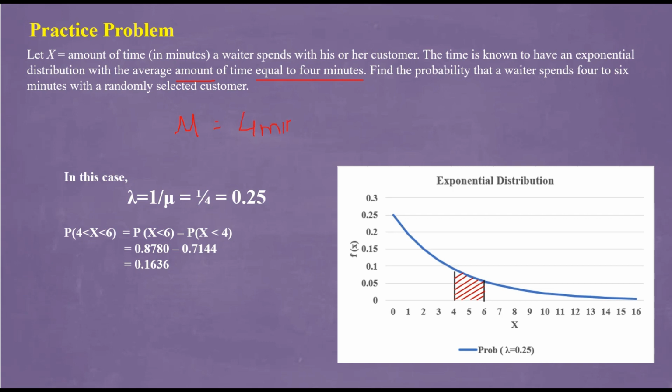So if you want to calculate the time per customer, that will be nothing but 1 by mu, which is the rate at which this customer is getting serviced. So it is 0.25 lambda, and you want to find out the probability that a waiter spends 4 to 6 minutes with a randomly selected customer.